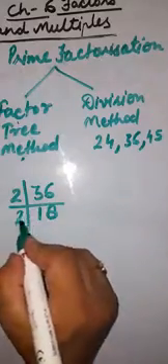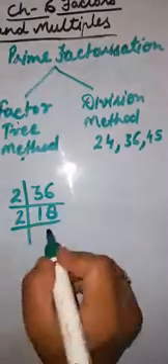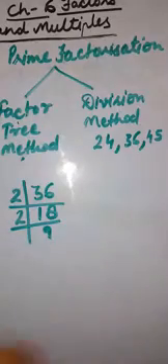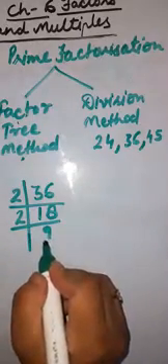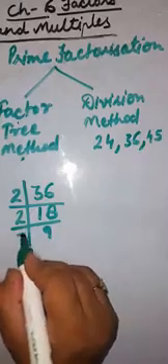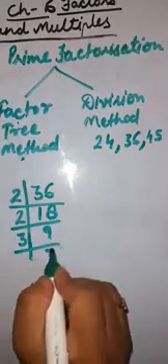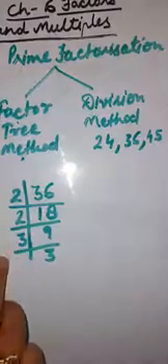Now again we will find out by 2. 2 9s are 18. Now here we have 9. 9 does not come in the table of 2, so we'll start from 3. 3 3s are 9. We will only take the prime numbers.